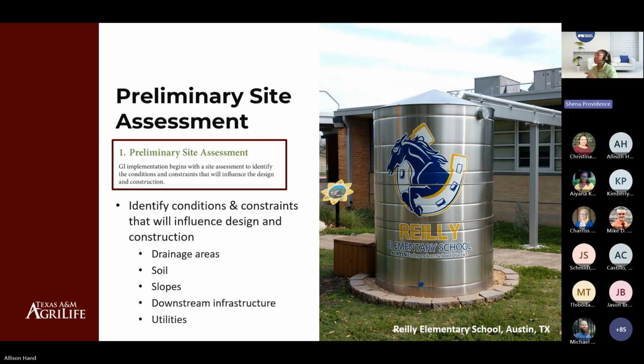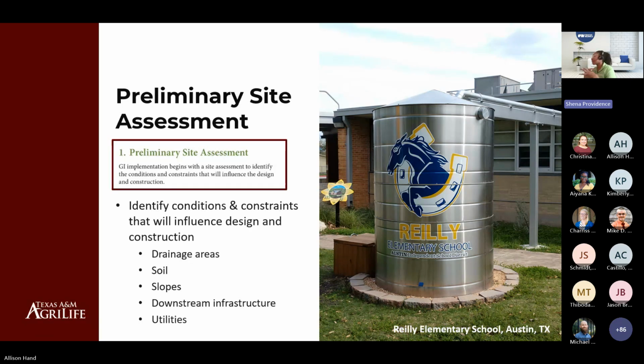After introducing some of that introductory material, the guide then goes step by step, at a high level, through an overview of the preliminary design process. The first step is the preliminary site assessment, in which you really want to identify the conditions and constraints that will influence design and construction. This step isn't necessarily drastically different from your typical gray infrastructure projects, but I'll walk you through an example in which it might be a little bit different from a green infrastructure perspective.